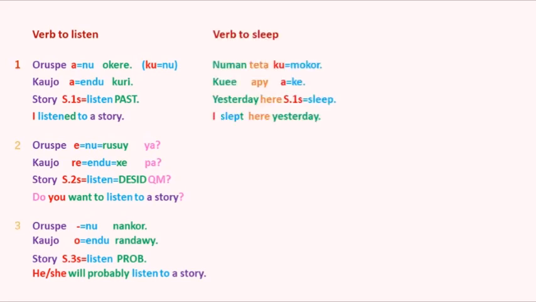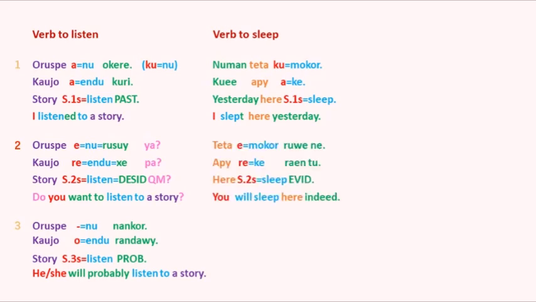Verb to sleep. Nu manteta kumokor. Kue apu ake. I slept here yesterday. Kumokor, ake is in the first person in everyday speech. The verbs in Ainu and Guarani are only conjugated for the present, but here we know the sentence is in the past tense because of the context. Numan, kue, yesterday, indicates this is a past action.